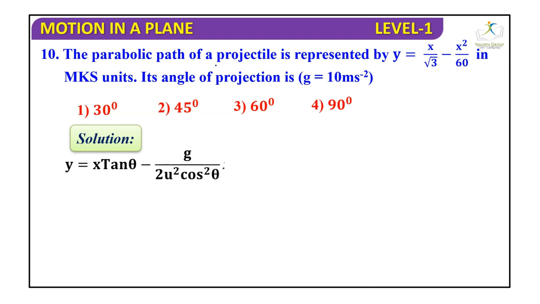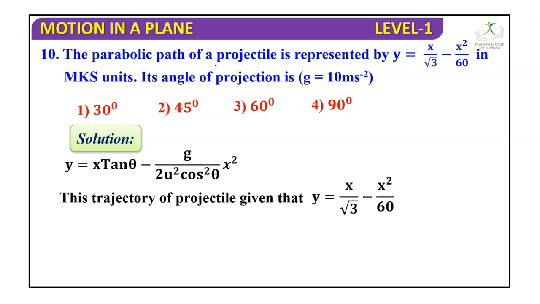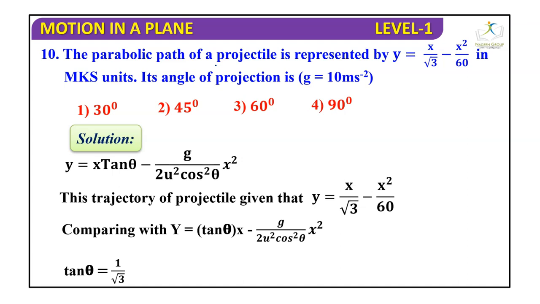So the solution: y equals x tan theta minus g by 2u square cos square theta times x square. The trajectory of the projectile is given as y equals x by root 3 minus x square by 60. Comparing with y equals tan theta times x minus g divided by 2u square cos square theta times x square, tan theta equals 1 by root 3. Theta equals 30 degree. By which we can say that the correct option for this question is 30 degree.